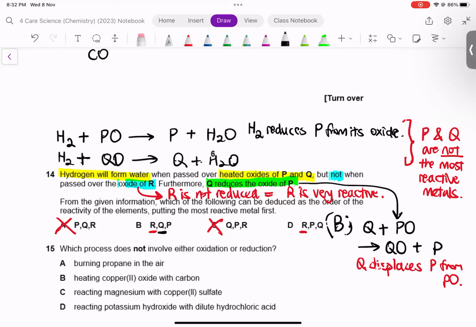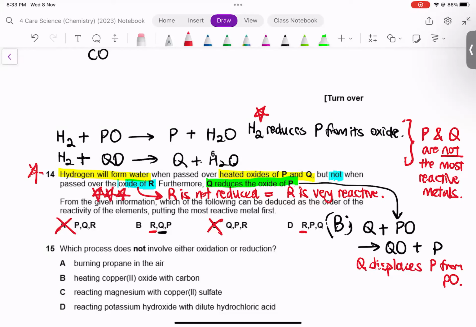Now, you need to know this really well because I think most students are not familiar with this concept of reduction of the metal from its oxide. If the metal can be reduced, it's not very reactive. On the other hand, if the metal cannot be reduced, like R in this case, that means it's super reactive. All right? If there's one question you need to learn from this, this is the question. All right?